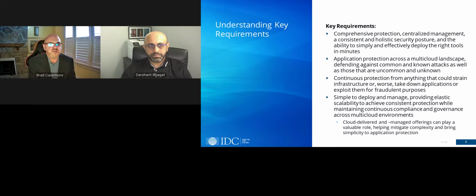And you want to be able to look at cloud delivered and cloud managed mechanisms to do this, because that's obviously cloud friendly, it's cloud centric, it's very much a piece and aligned with a cloud model that your organization is pursuing. And that can help you mitigate complexity and bring simplicity to application protection, as I said, with no compromise. You're not compromising speed or control. You're able to accommodate both.